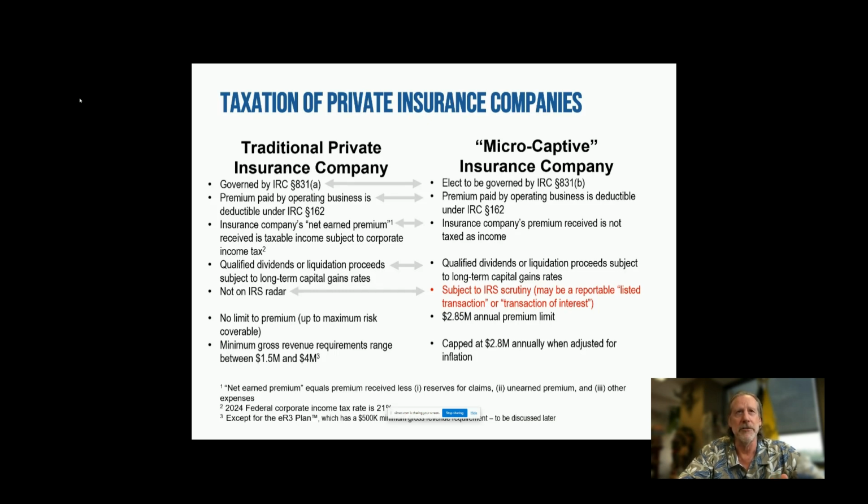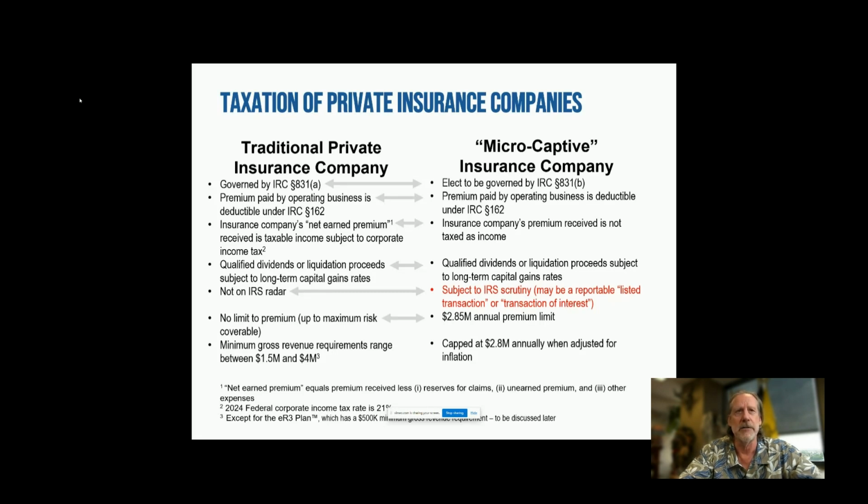The traditional private insurance company strategy is not on the IRS's radar screen. The micro captive has been on the radar screen for the IRS for about the last 15, 20 years. The IRS started viewing those as being potentially abusive. The tax court has started ruling in the last couple of years in favor of the taxpayers and not in favor of the IRS. So I think as a result of the trend, the IRS is not scrutinizing them as much. We tend to favor the traditional private insurance company. Again, that's not on the radar screen.